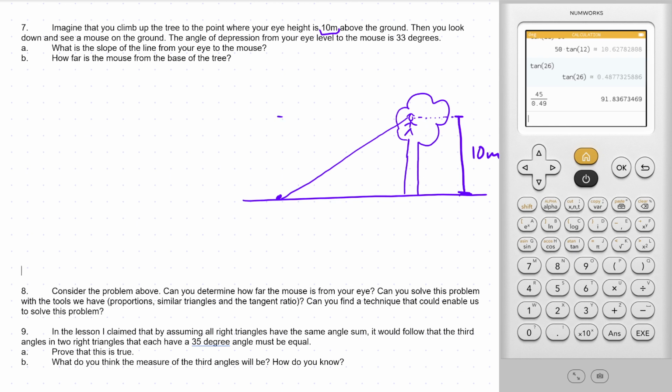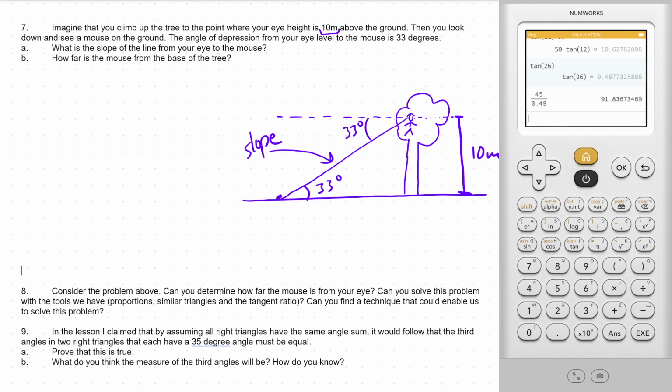Okay, so angle of depression is angle below horizontal. So I'm talking about this angle right here, 33 degrees. Well, since these are alternate interior angles, this will also be 33 degrees, just like we discussed in question number 2. All right, now the first question is, what is the slope of this line? Part A. Find the slope of that line.